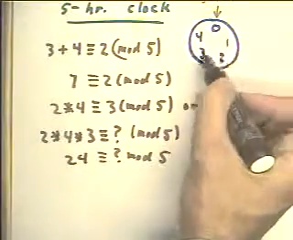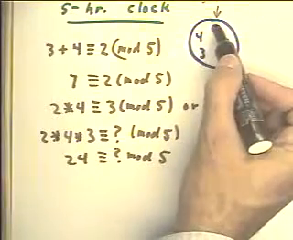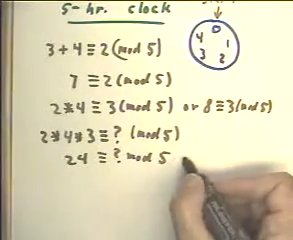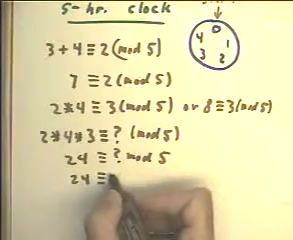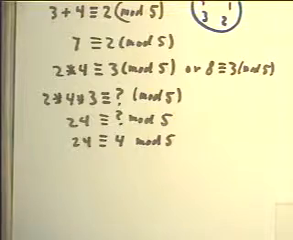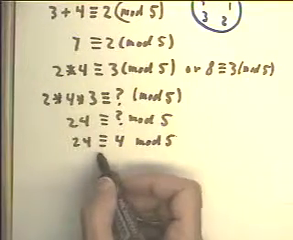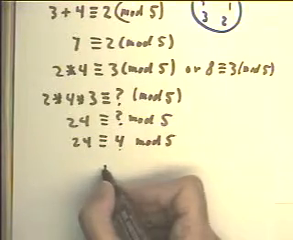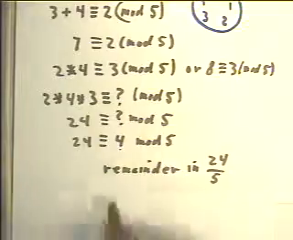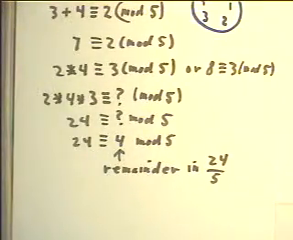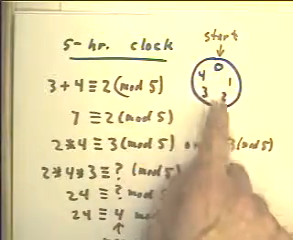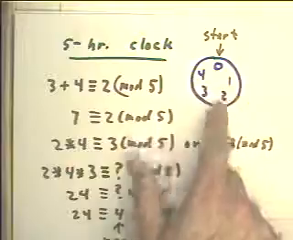On a 5-hour clock, if we go 24 hours, we'll go around 4 times, and then we'll have 4 left over. So we say that 24 is congruent to 4 mod 5. So the number we have here is the remainder in the calculation 24 over 5. And again, the reasoning is simple, that if we went 24 hours starting from 0, we would go around here a certain number of times, and then we'd have a certain number left over, and it's the leftover number that tells us where we are on the clock.